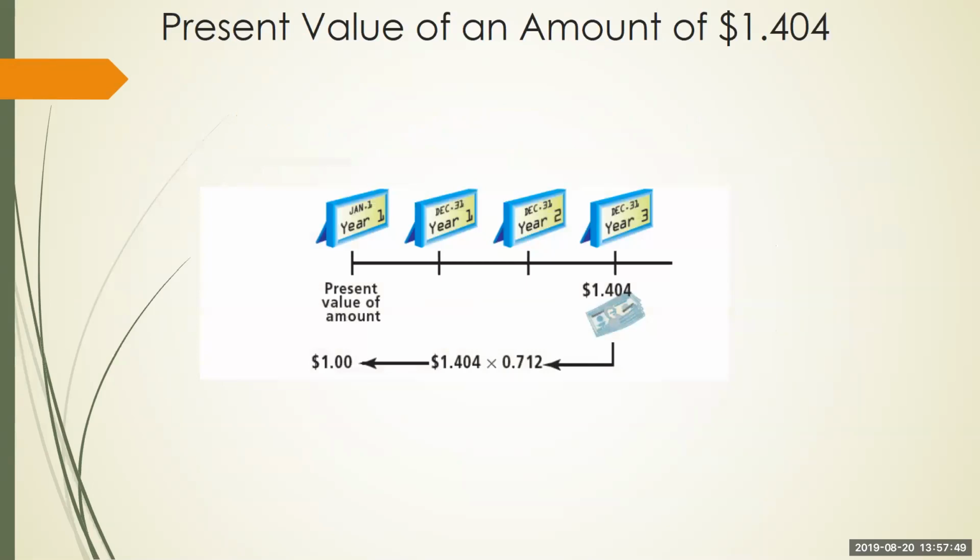So just to reinforce, you use future value when you know what you have today and you're trying to figure out what you're going to have in the future. You use present value when you've got a set amount that you know you want or need or are going to get out in the future, and you want to know what it's equivalent to today.